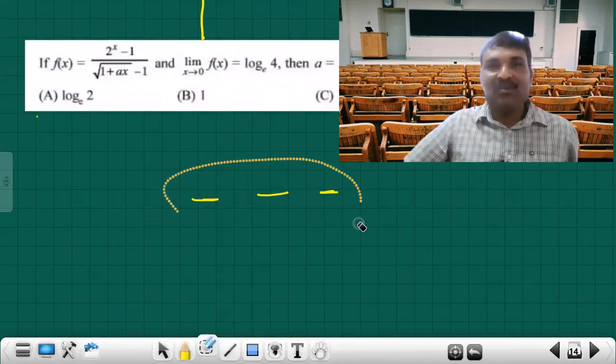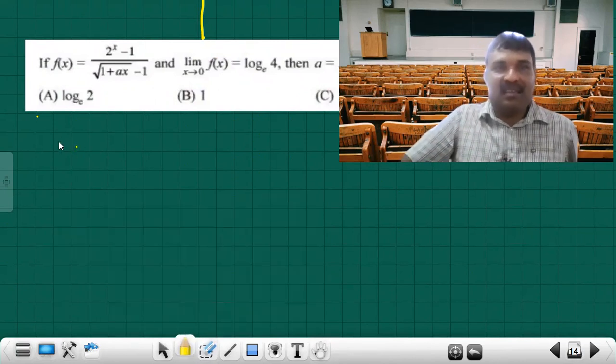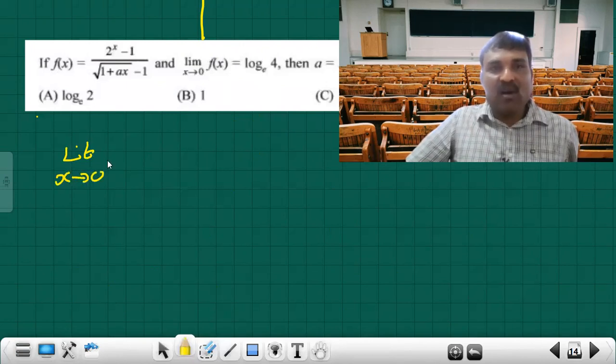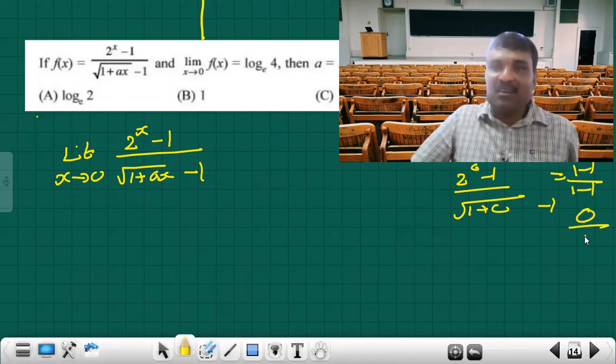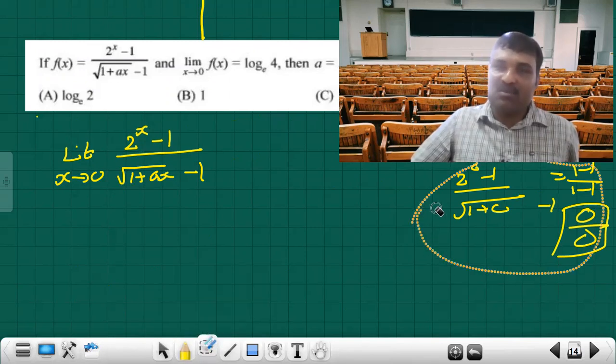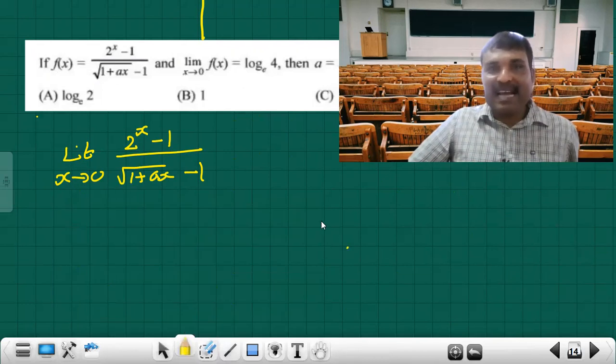Okay. Now we can evaluate the limit, right? So we can write limit x tends to 0 of f of x. f of x is 2 raised to x minus 1 divided by square root of 1 plus ax minus 1. By direct substitution, what we have is 2 raised to 0 minus 1 divided by root of 1 plus 0 minus 1. That is 1 minus 1 by 1 minus 1. That is 0 by 0 form, right? 0 by 0. So we can apply L'Hospital, or I'm going to rationalize this, right?